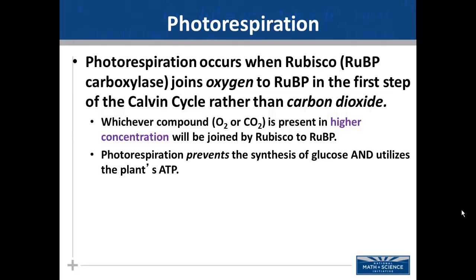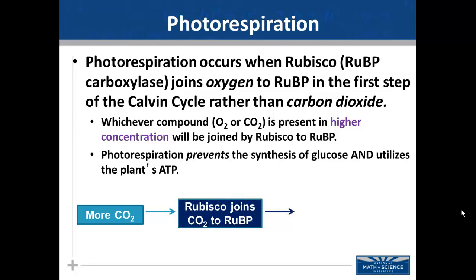Now, the key thing here is photorespiration. When oxygen is joined to RUBP, it prevents the synthesis of glucose and it uses up the plant's ATP. So it really is very negative for the plant because it prevents it from joining the carbon dioxide, which would allow it to produce the G3P and thus the glucose, and it also uses up its energy stores, so certainly negative. Okay, here's another way to look at it.